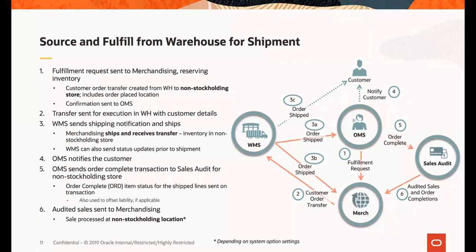So in terms of the sale and how that's processed, that is based on the system option I mentioned earlier. It's either going to be booked against that non-stock holding store, or if the order was originally placed in a physical store that is different, and you have the system option set to book the sale against the ordering location, then the sale goes against the ordering location, and virtual book transfer transactions are recorded to account for that difference.